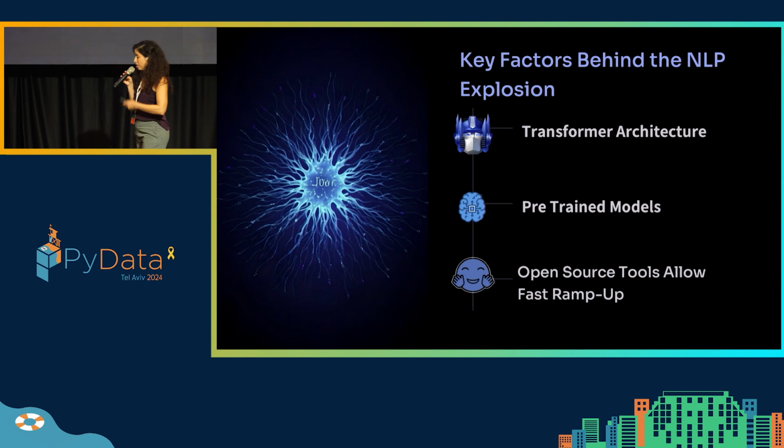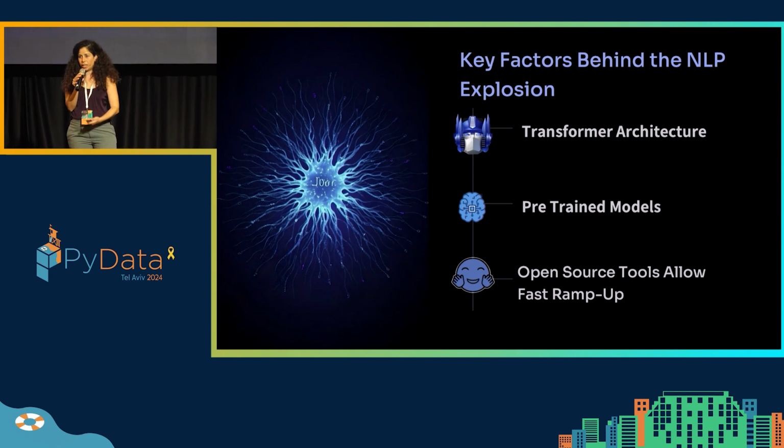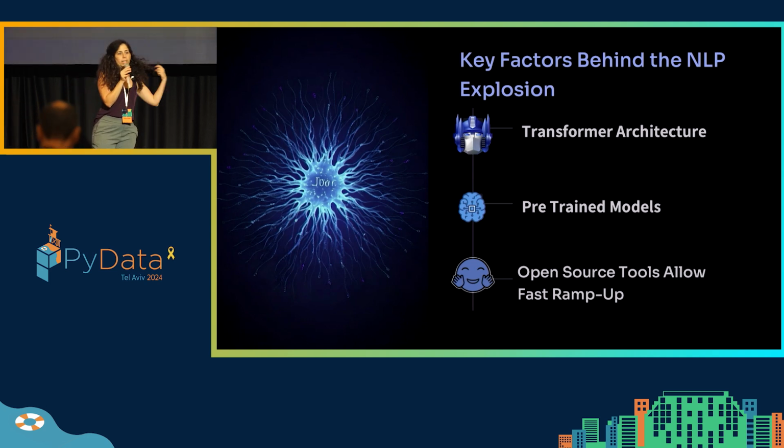Okay, so we talked about the first NLP explosion, about the transformer architecture that changed the way we process text, about pre-trained models that learn from vast amounts of unlabeled data and can be fine-tuned for a specific task using transfer learning, and about open source tools that made it accessible to everyone.